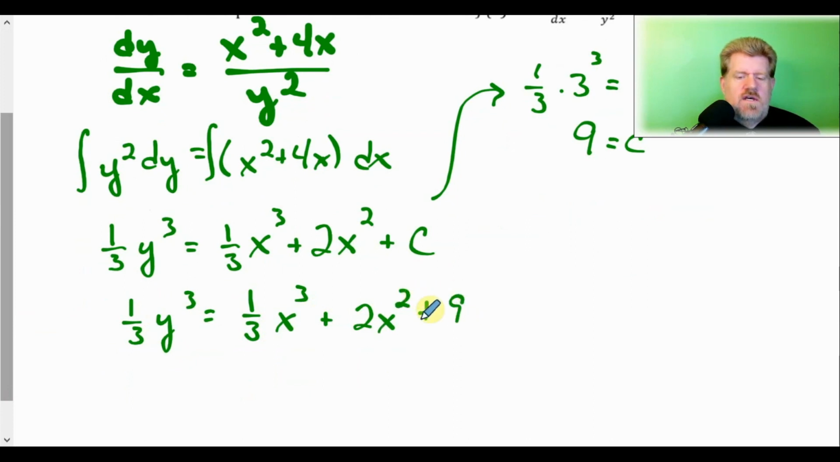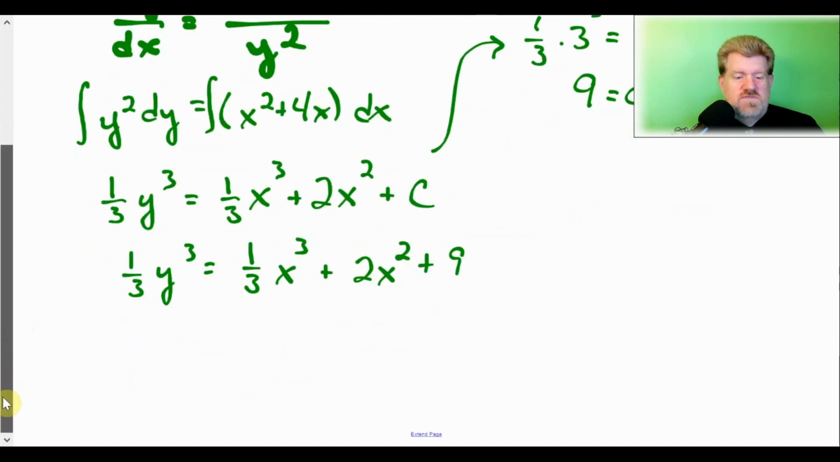We've got it now. Like I said, if we can solve for y, we should. This won't be too bad. We just got to multiply by 3 and take the cube root. So we multiply everything by 3.